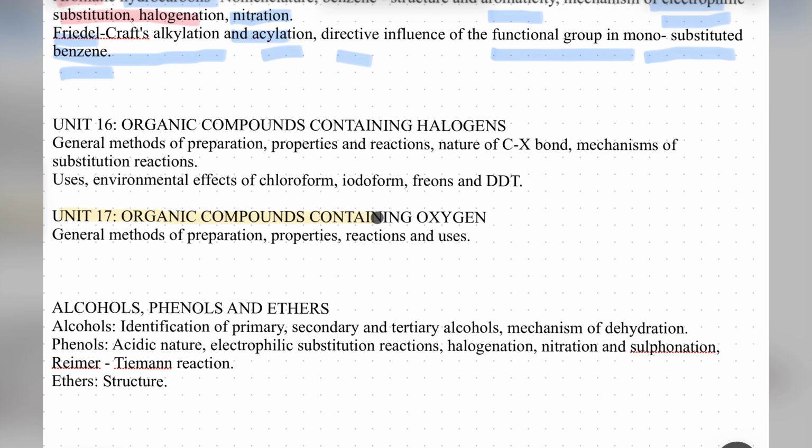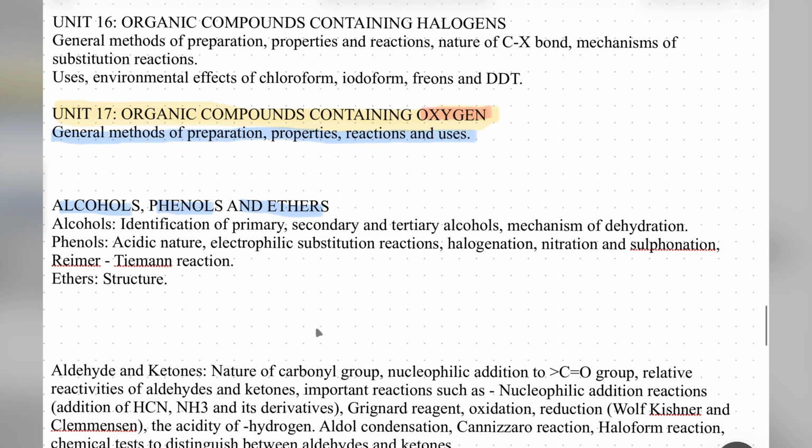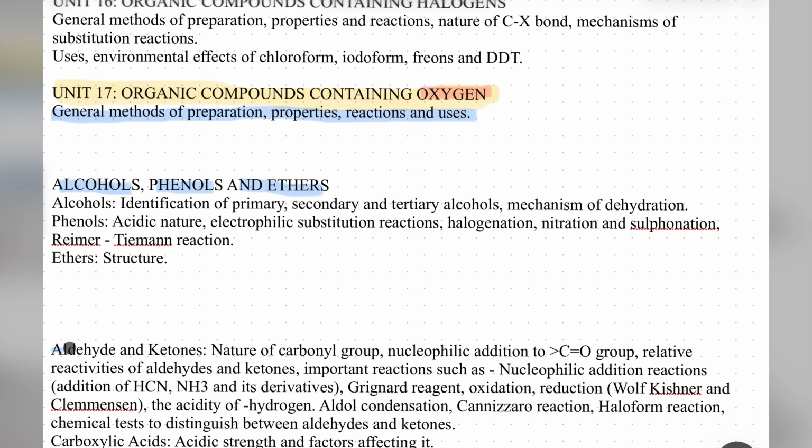Unit 17 is organic compounds containing oxygen. So this is a different heading. We need to discuss about this. General methods of preparation of all the compounds which contain oxygen. So that is alcohols also contain, phenols also contain, ethers also contain, aldehydes also contain, ketones also contain. These all come under this list.